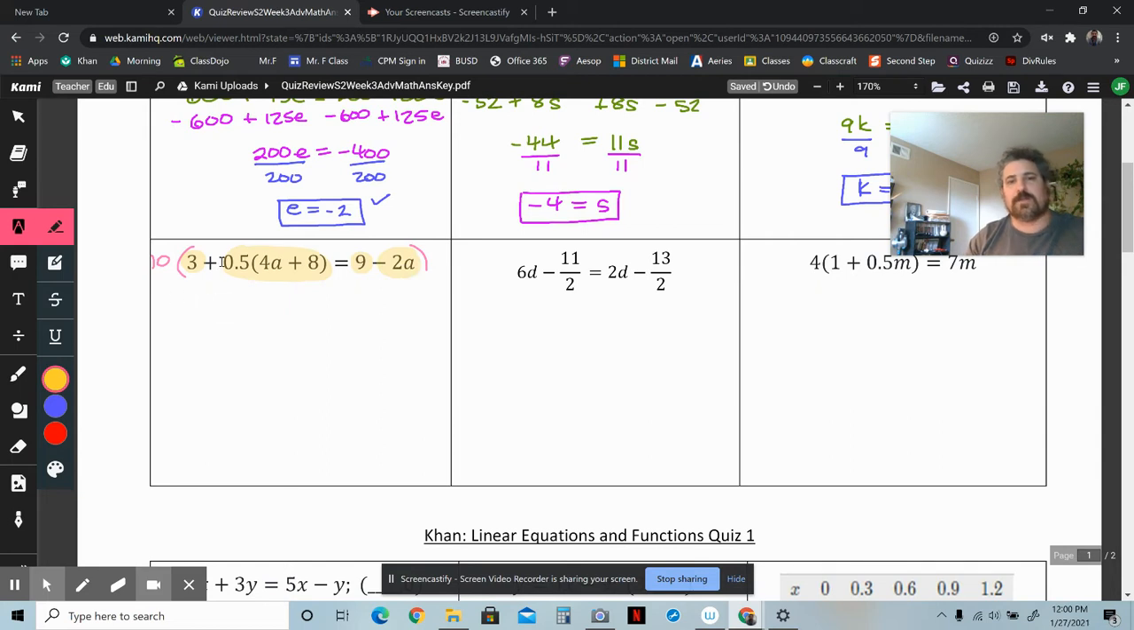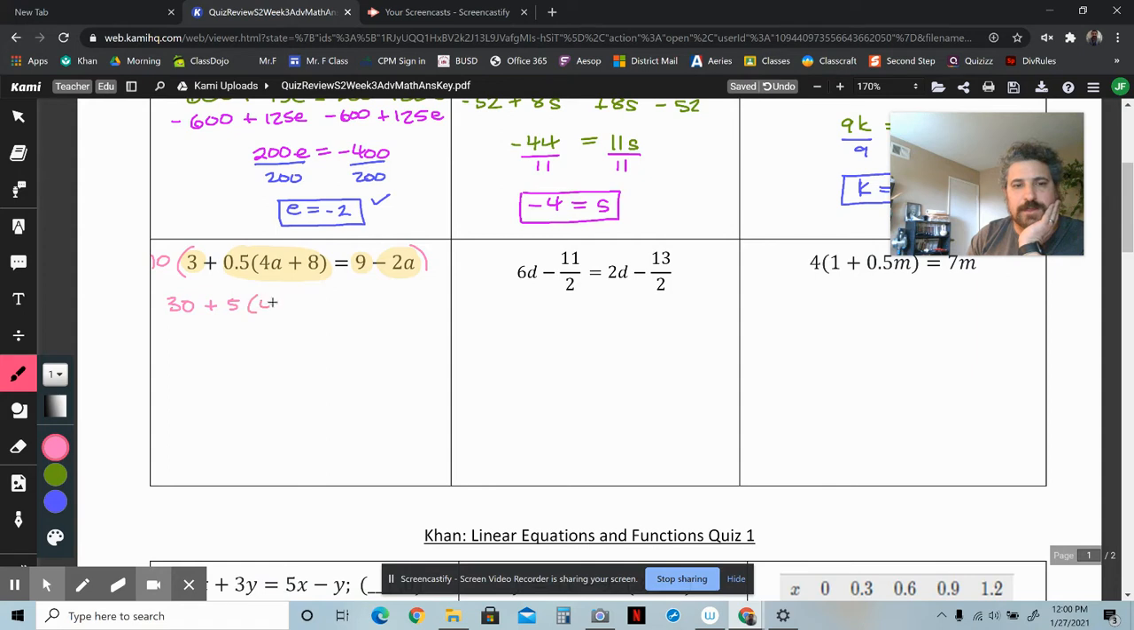So you're going to multiply through by that 10 to get an equivalent equation that you can solve a little more easily. So 10 times 3 is going to be 30. 10 times 0.5 is half of 10, which is 5. The quantity inside the parentheses is just a factor that stays the same, because really you have 10 times 0.5 times this value. And then you have over on the other side 10 times 9, which is 90, and 10 times negative 2a, which is negative 18a's. Okay, now you can distribute.